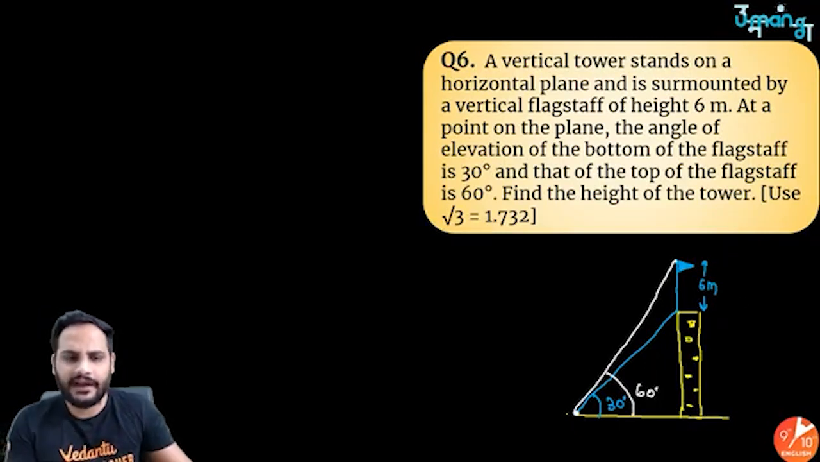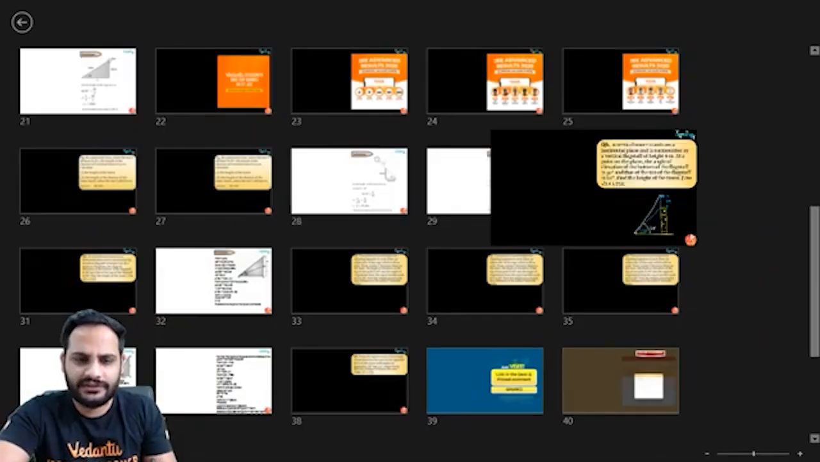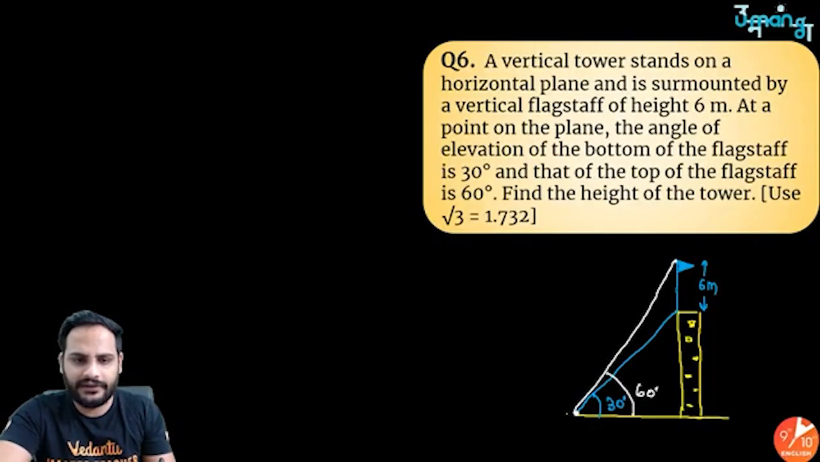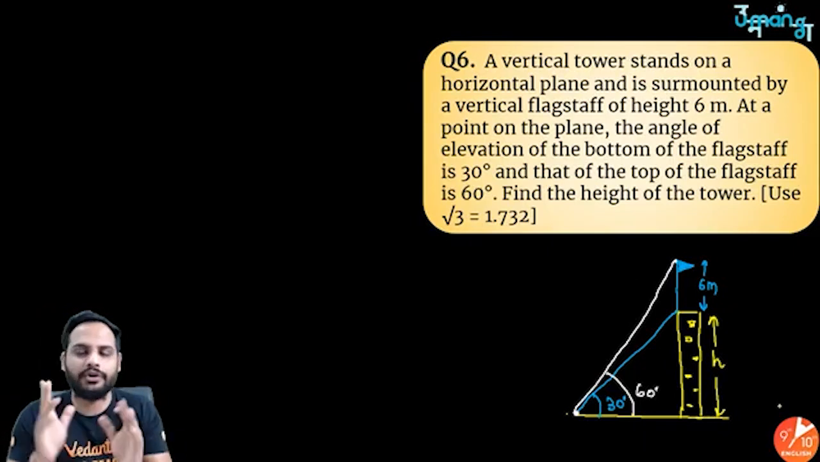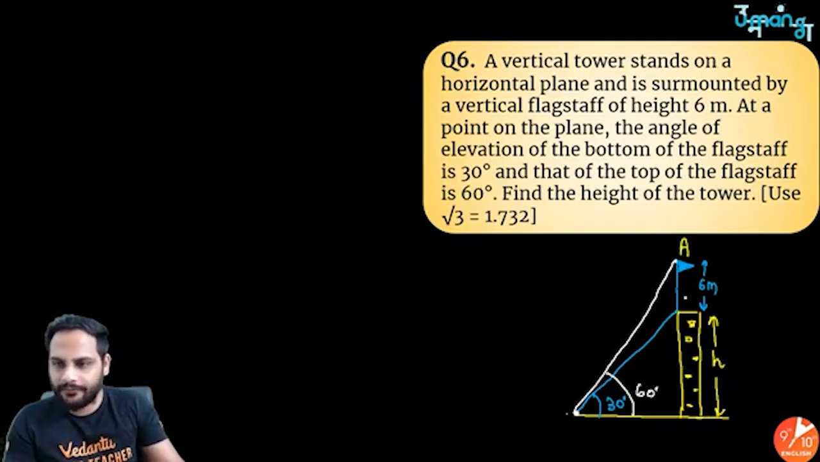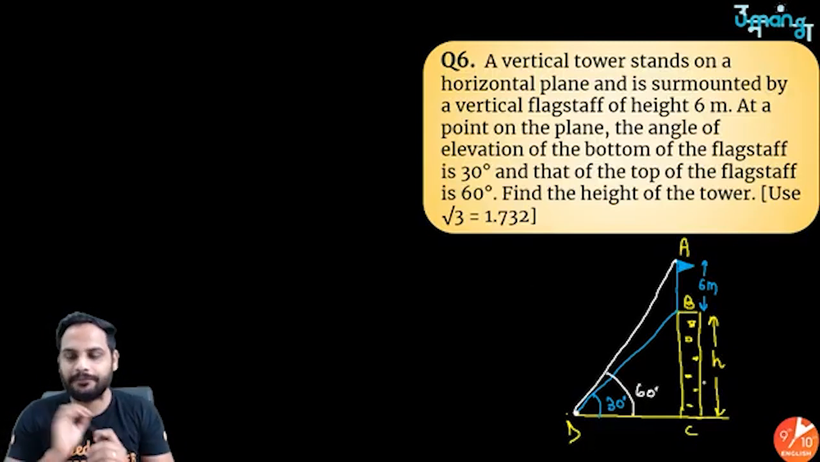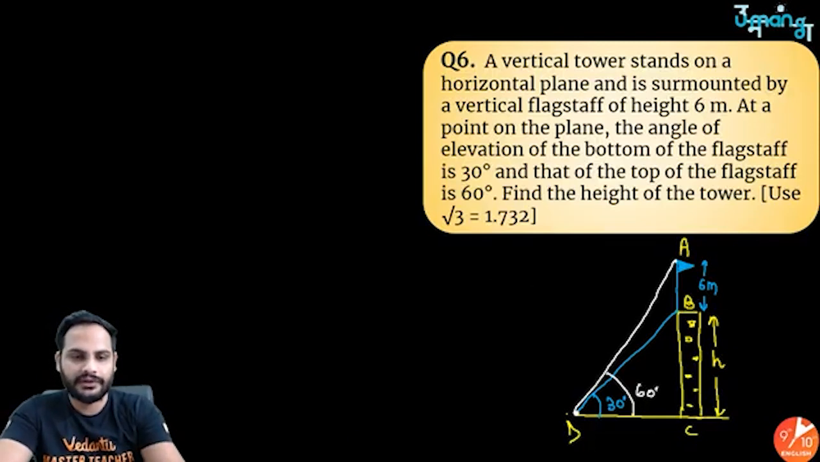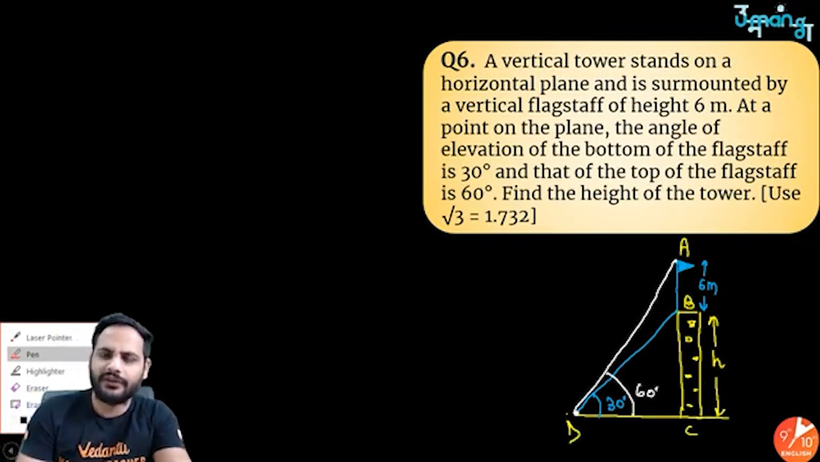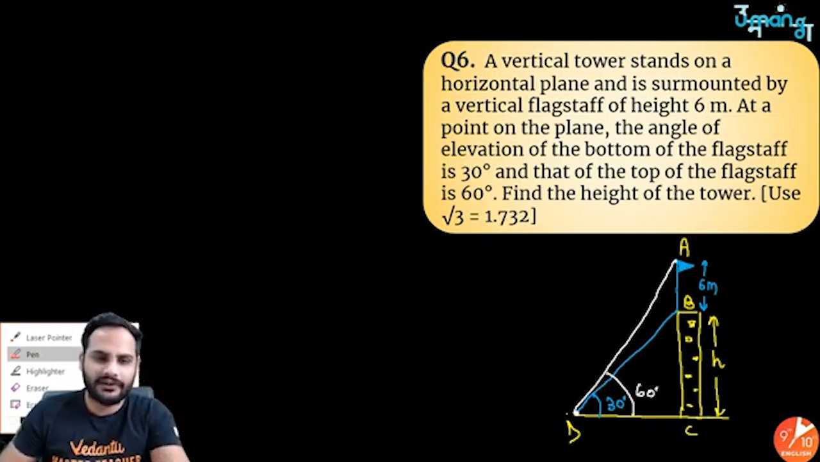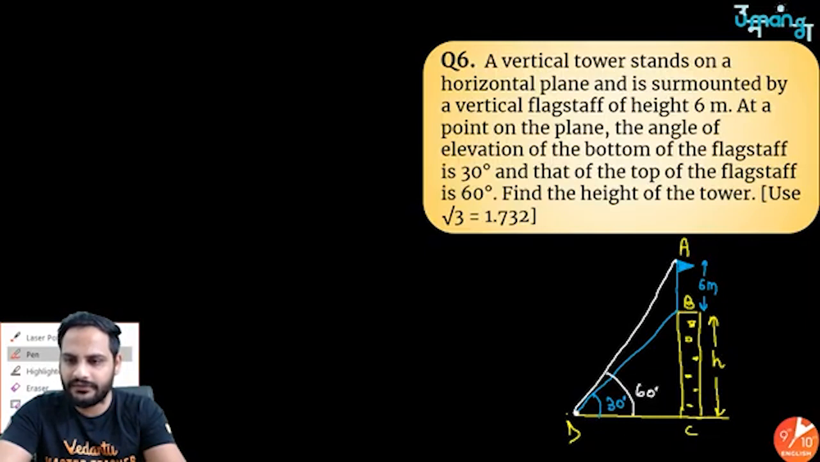We need to find out the height of the tower. Let us take the height of the tower as small h. Now, you can clearly see I have got two different triangles. Let's say these are points A, B, C, and D. So, height of the tower will be equal to BC. I need to find out the length of BC. So, let's use the trigonometric ratio in both the triangles. First, let us talk about the triangle BCD.